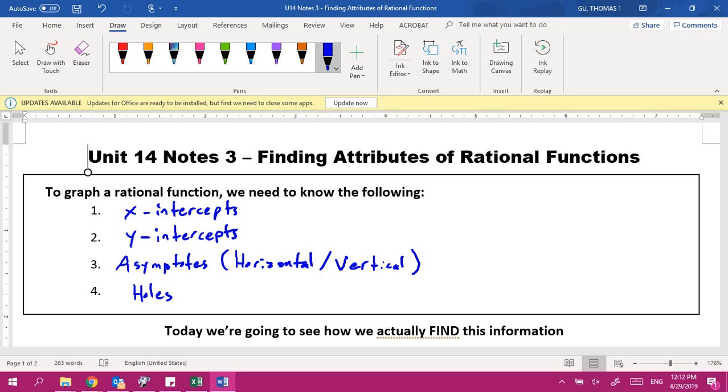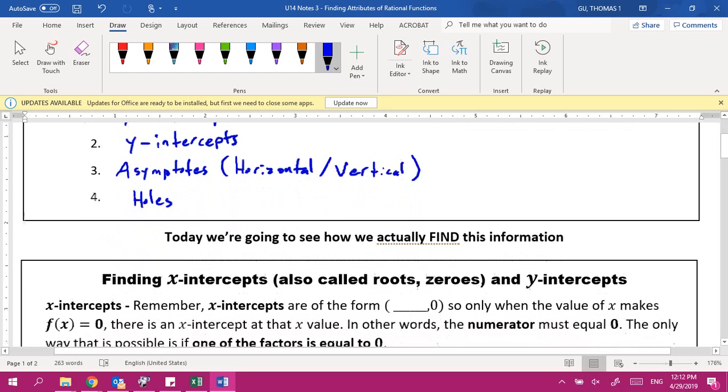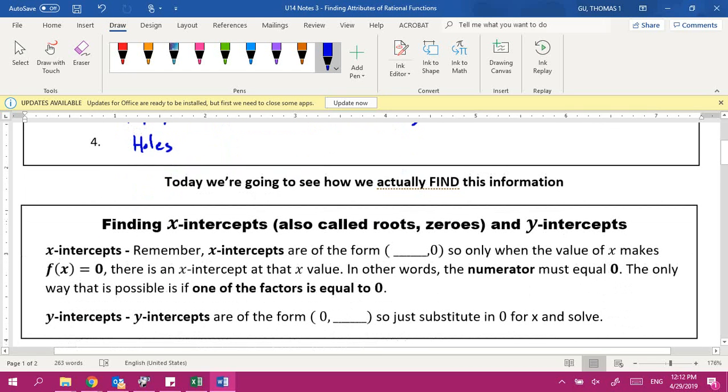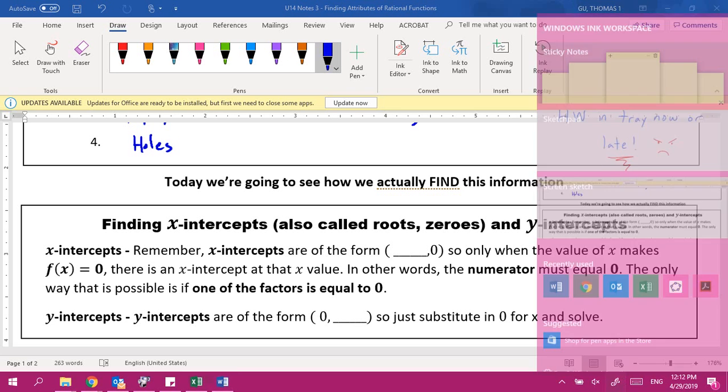So we're going to actually find out today how you find all of this information. We're going to start with x-intercepts, also called the roots, the zeros, and the y-intercepts. So remember, x-intercepts always have a y value of, do you know? 0, right, because the x-intercept crosses the x-axis. The y value is always 0 on the x-axis. So that means if the y value is 0, f of x equals 0, right? And since we're dealing with fractions, because these are rational functions, there's only one way to make this fraction equal 0.